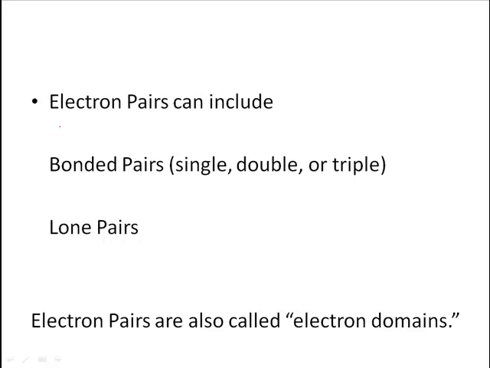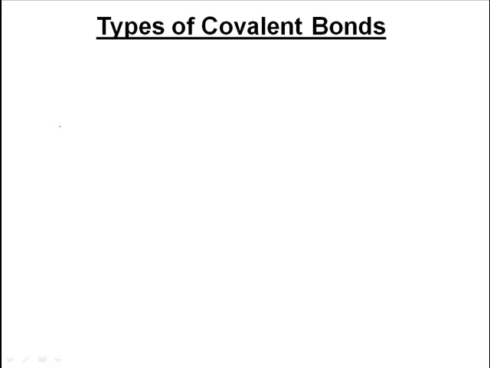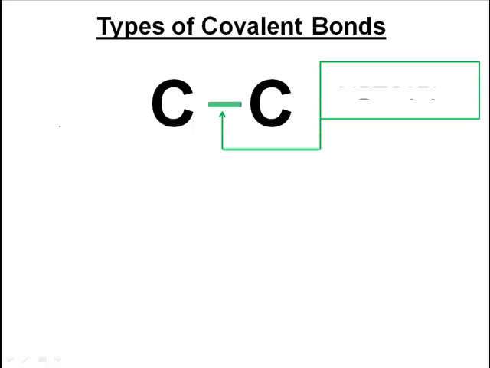Now, electron domains are also called electron pairs. Bonded pairs, single, double, or triple, and lone pairs are all electron domains. Electron pairs can include all of those things. These electron pairs are involved oftentimes in covalent bonding. Here we have carbon bonded to carbon. You'll notice that there is 1 electron domain here between the 2 of these. That's called a single bond. It's also called a sigma bond. Sigma and single sound similar, but they don't mean the same exact thing.